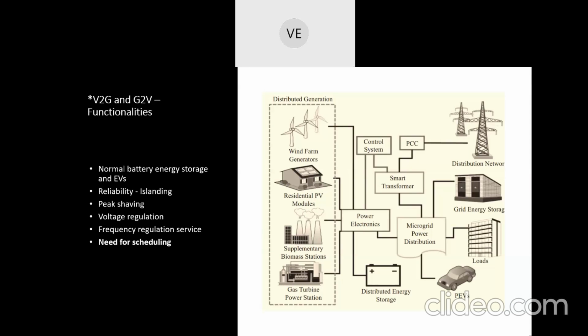It can be used as normal battery energy storage, right? From the home itself, it can act as a home charging unit or home discharging unit. If it is connected to the grid, it's a grid charging unit and grid discharging unit. Then another possibility is, see, 4 more possibilities are given here: reliability islanding, peak shaving, voltage regulation, and frequency regulation service. We will move one by one. We'll go one by one. So first we will see what is frequency regulation service from the EV side.